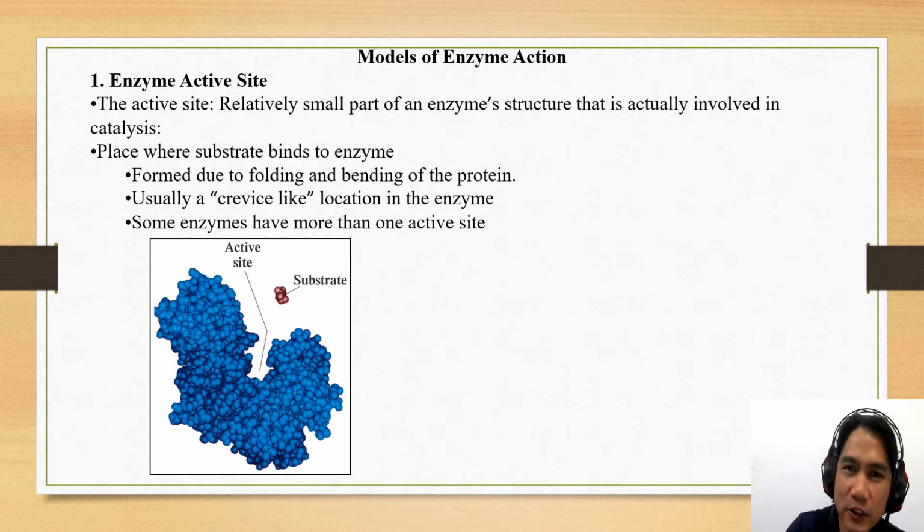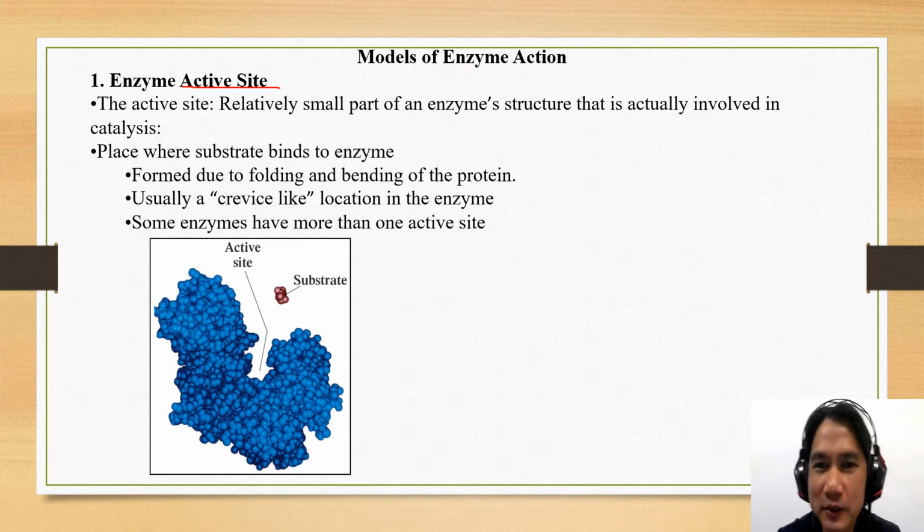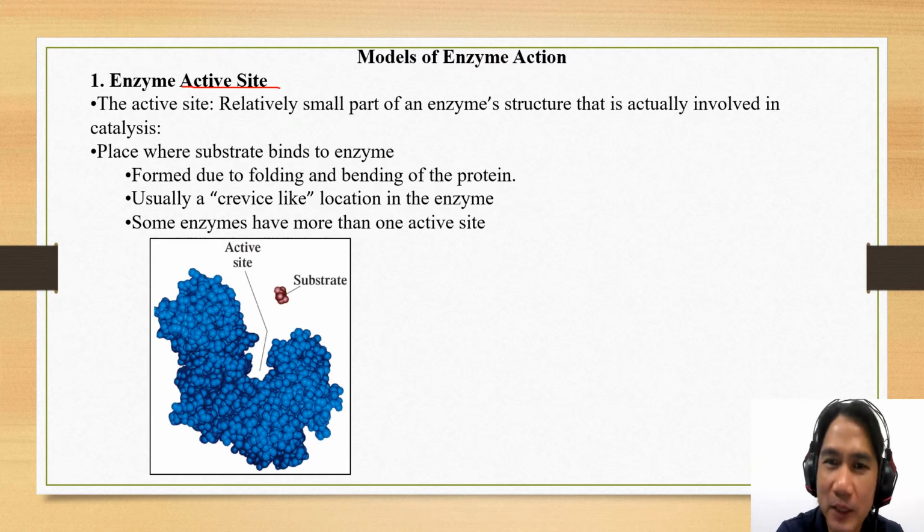Let's take a look at this enzyme active site. What is an active site? It says here, an active site is a small part of an enzyme structure. This is where the catalysis takes place. So an active site is a part of the enzyme where catalysis takes place. This is the part of the enzyme where the substrate specifically binds.